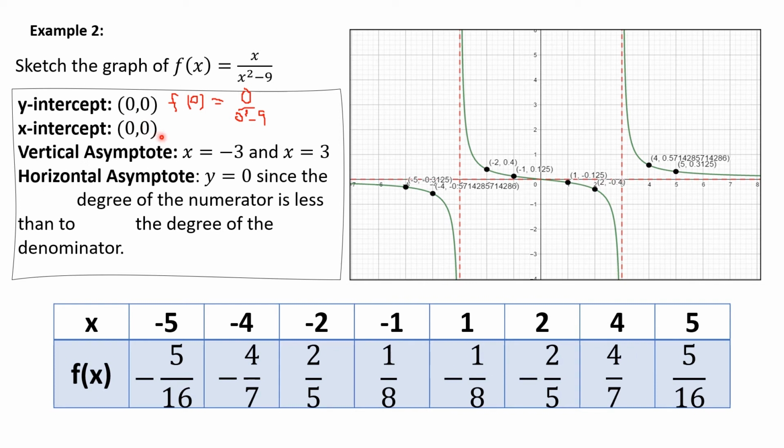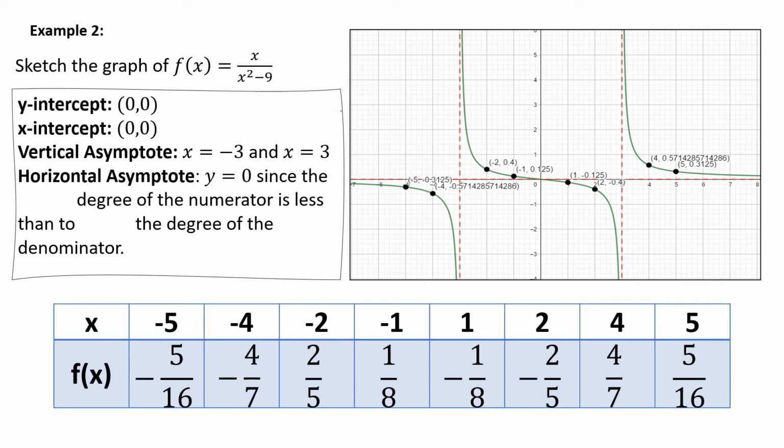Next is to solve for the x-intercept by letting f of x equal 0. So this becomes 0 equals x all over x squared minus 9. Next is multiplying both sides by the LCD, which is x squared minus 9. Since 0 divided by any nonzero number is always 0, our x is equal to 0. So our x-intercept is 0, 0.